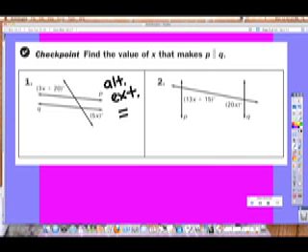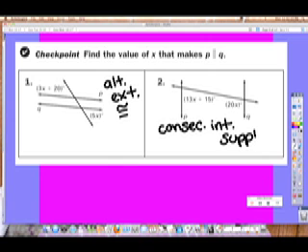Okay, let's do this one together. So alternate exterior angles are congruent. That'd be 3x plus 20 equals 5x. Dizzy, what would you do first on this one? I would minus 3x. Nice. So subtract 3x, subtract 3x.